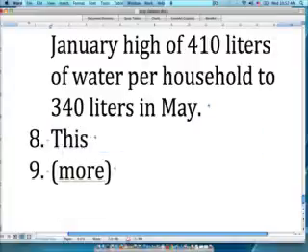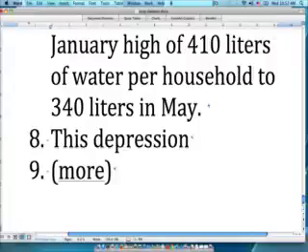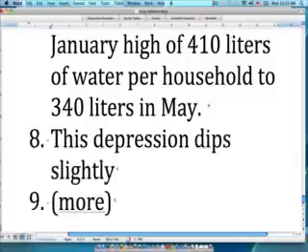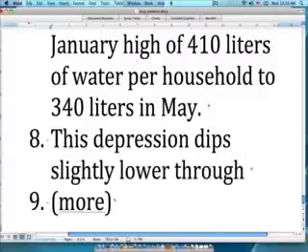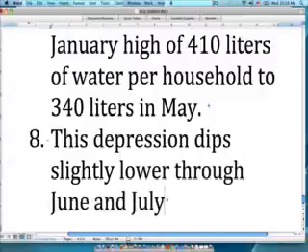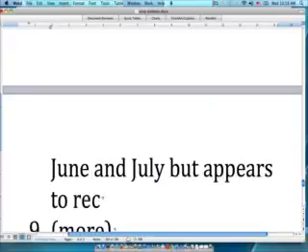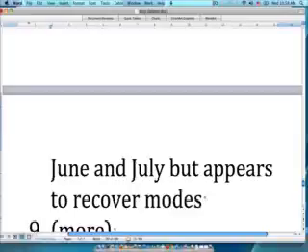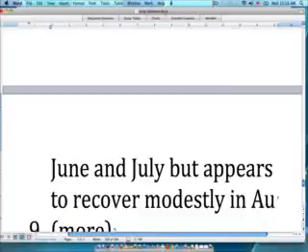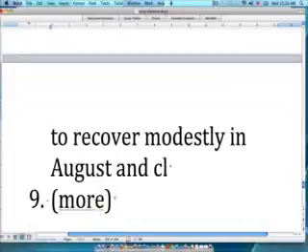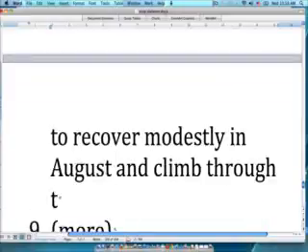So let's refer to this depression, and this depression is referring to the drop that we talked about in the first sentence. This depression dips slightly lower through June and July, but appears to recover, we'll say, modestly, we'll use the word, in August, and climb through the rest of the year.